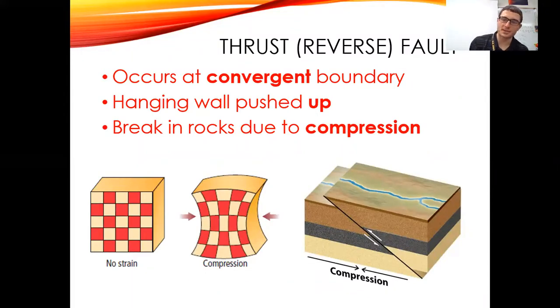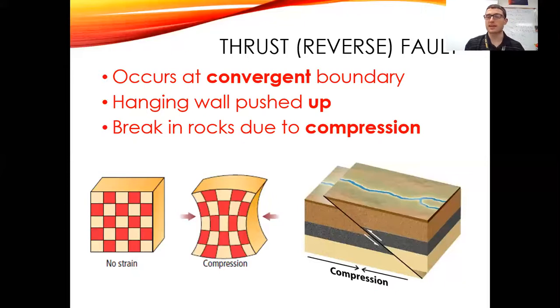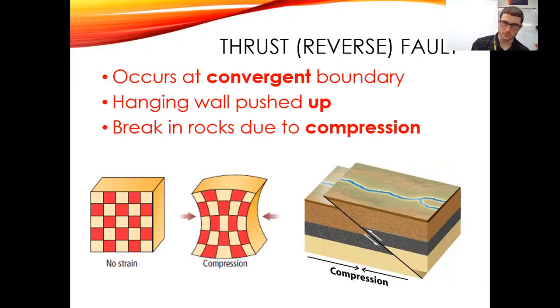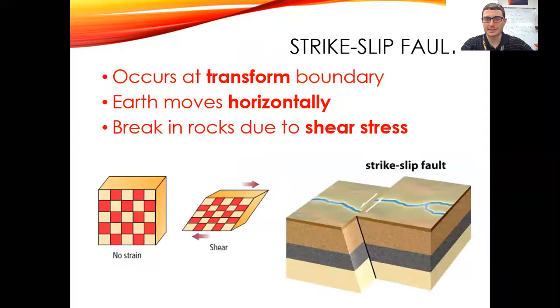All right, second one, guys, thrust reverse. It's just the opposite of normal, okay? So instead of divergent, we get convergent boundaries, okay? The plates going together. Instead of the plate moving down, now the plate is moving up, okay? Instead of force being pulled apart, now we have force going together. That's compression, okay? Pushing things together. That is thrust reverse. And our last one, guys, is going to be strike slip.